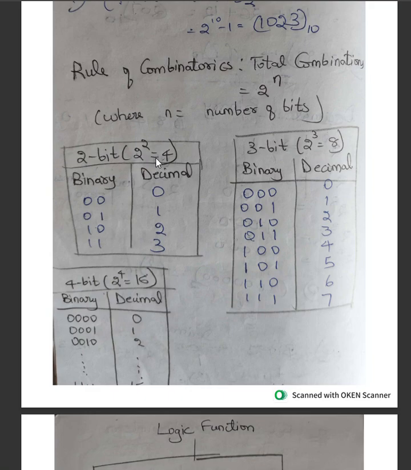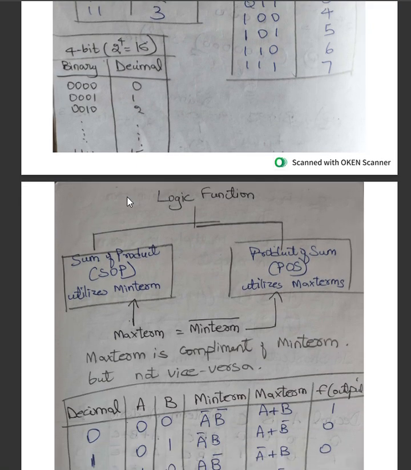Then you have the combinations. For 2 bits you can write 4 combinations, for 3 bits you can write 8 combinations, and for 4 bits you can write 16 combinations, that is 2 power 4.